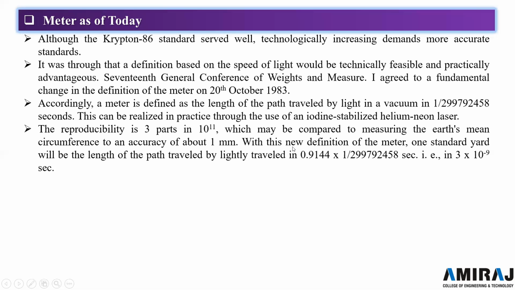With this new definition of the meter, one standard yard will be the length of the path traveled by light in 0.9144 times this time, which is equal to 3 into 10^-9 seconds.